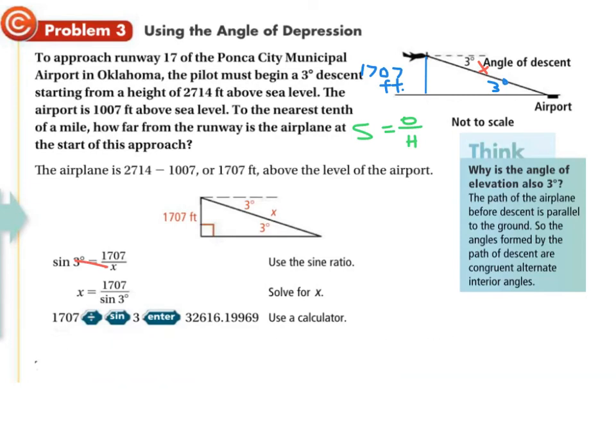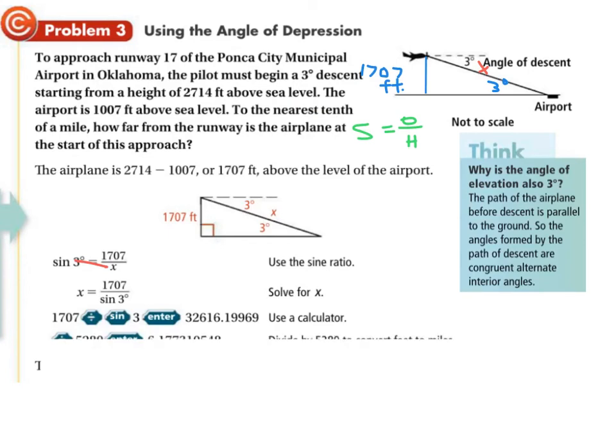So you do that, you get this amount, and you say, oh, okay, so that says that distance, what they're talking about is that distance in feet. It is 32,616 feet. But they're asking for us in miles to the nearest tenth of a mile.